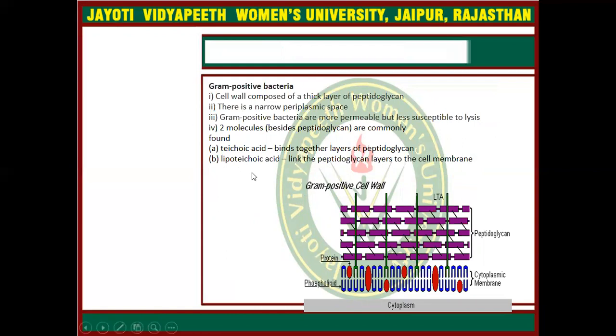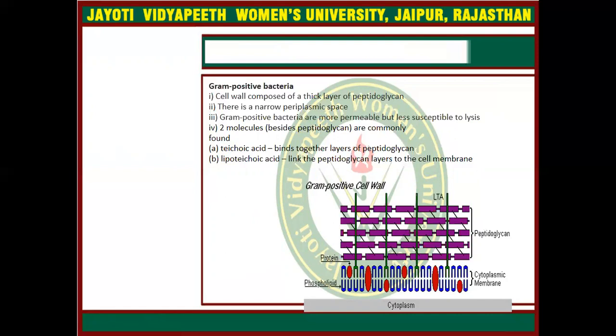In the gram-positive bacteria, the layer of peptidoglycan is thick, as you can find here, and the periplasmic space is very narrow. The gram-positive bacteria are more permeable but less susceptible to lysis. Besides the peptidoglycan, there are also two more molecules, which are known as teichoic acid and lipoteichoic acid.